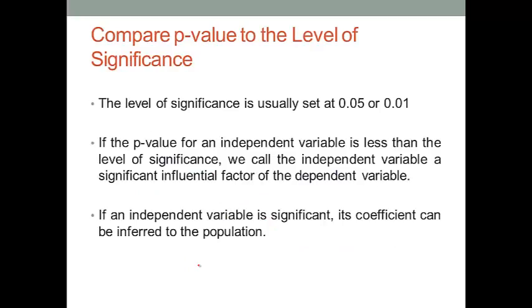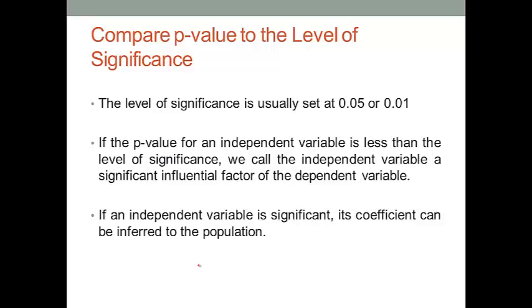Sometimes people will say, I want to choose 1% as the level of significance. Can we do that? Yes, we can. If you are given 1% as the level of significance, you compare the p-value from your data report to this 1% level of significance. If the p-value is less than 1%, then you can say that the independent variable is a significant influential factor.